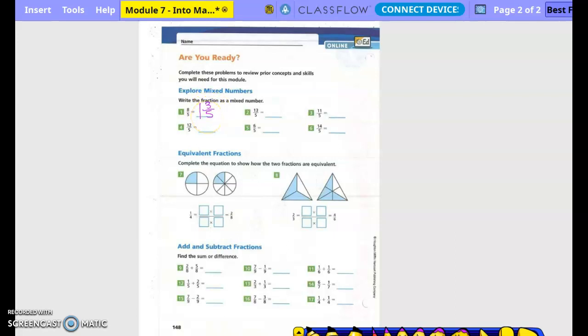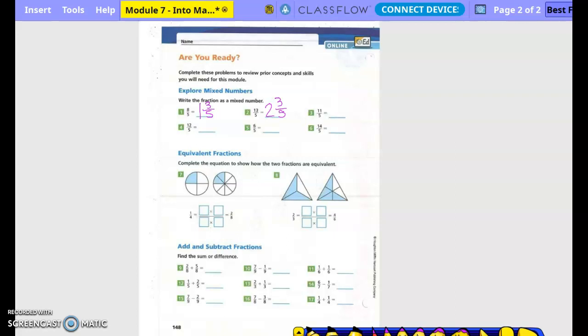Okay, how many times does 5 go into 13? Twice. 2 times 5 is 10. 13 minus 10 is 3. And then we keep 5 as our denominator. Now, do any of those two need to be simplified? No. Okay, they're in simplest form, correct? And what are those fractions called to begin with?